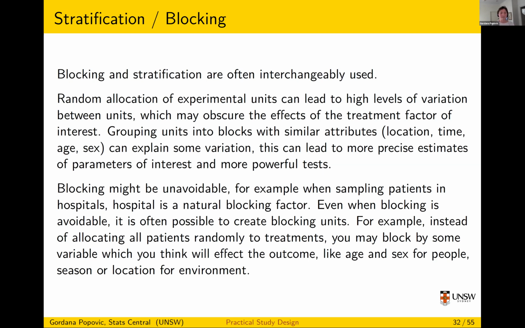So blocking is something that might be unavoidable. For example, if you're studying a treatment in different hospitals, and you have multiple patients from each hospital, then hospital is a blocking factor. The patients are blocked within hospital. So sometimes you can't help it. You have blocking in the way that your study is designed. Other times you can induce blocking if you want, or not induce blocking. That might be your choice.